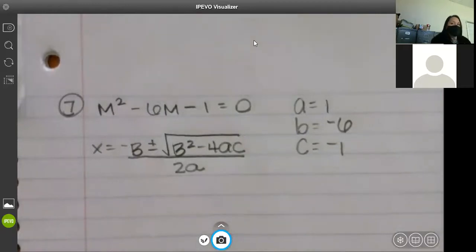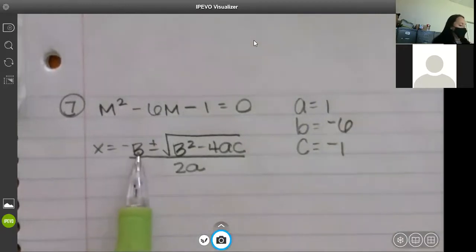Okay. So what this is, change the sign of b. So right now b is -6. So what's it going to be in the formula?